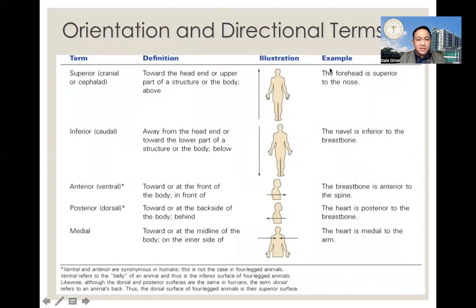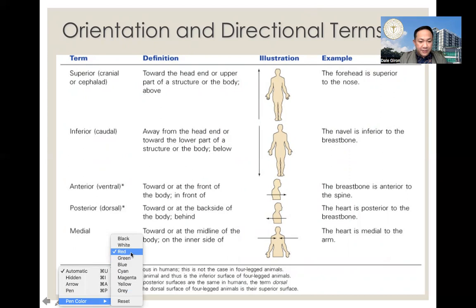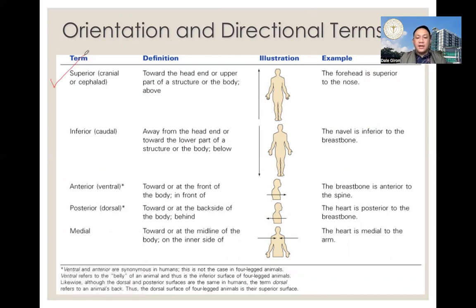Okay, so let me introduce to you some directional terms or orientation terms. Are you ready? Let's start with this term: superior, or cranial or cephalad. By definition, this is toward the head or upper part of a structure or the body, or simply above. Anything that is above, we call superior. For example, the forehead is superior to the nose. So, ibig sabihin, if this is the nose, if this is the forehead, we describe it anatomically as the forehead is superior to the nose. As simple as that.